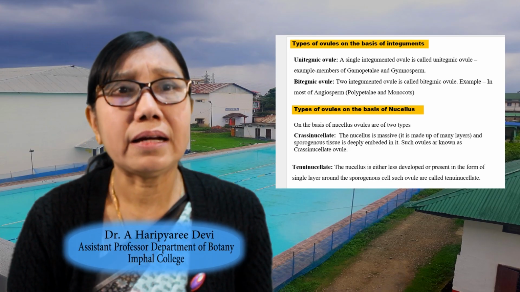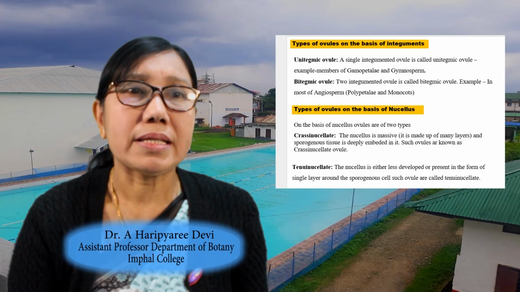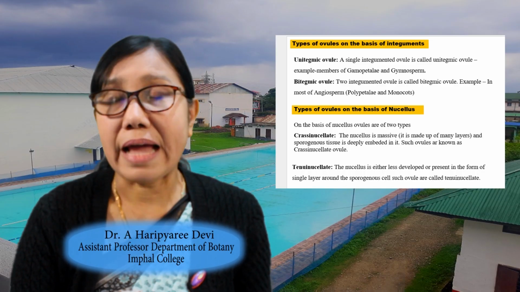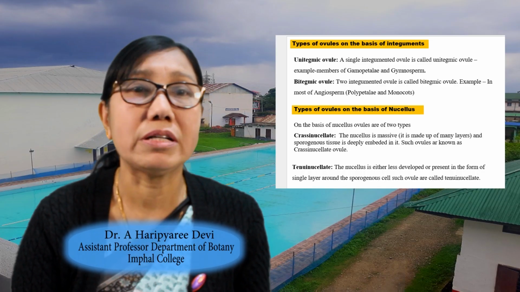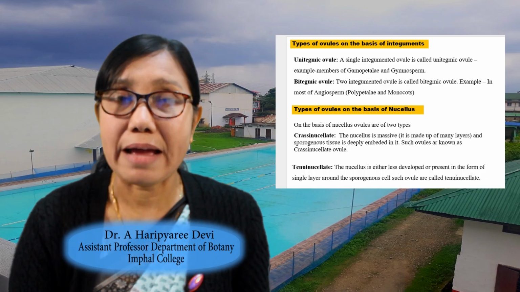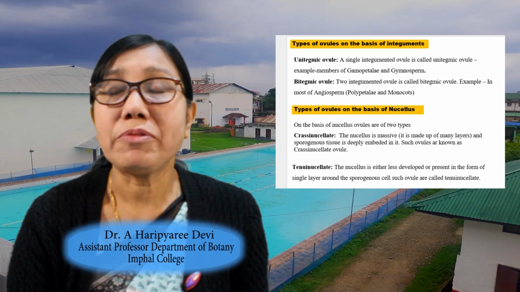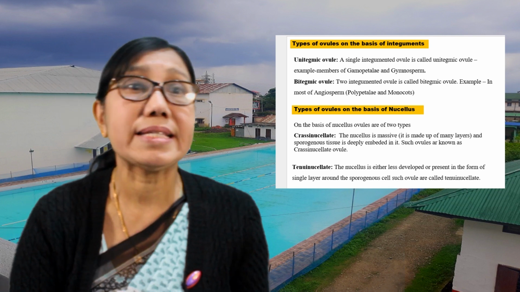So these are the points based on the integuments. Now let's study the types of ovules, again on the basis of the nucellus. There may be types of the ovule also. So the types of ovules which are based on the nucellus are these.